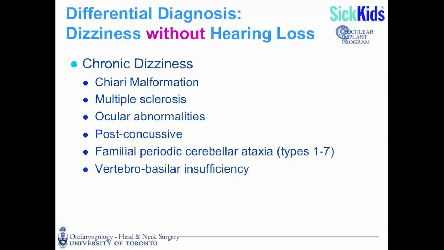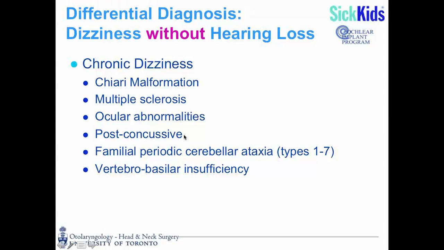Let's move on now to those children with vertigo, again not associated with hearing loss, but with more chronic dizziness. The children that we see in this category may have vertigo related to their Chiari malformations. So oftentimes MRI is a very important step in the workup of vertigo in children. They can have early MS or ocular abnormalities, and so we work closely with our ophthalmologists.